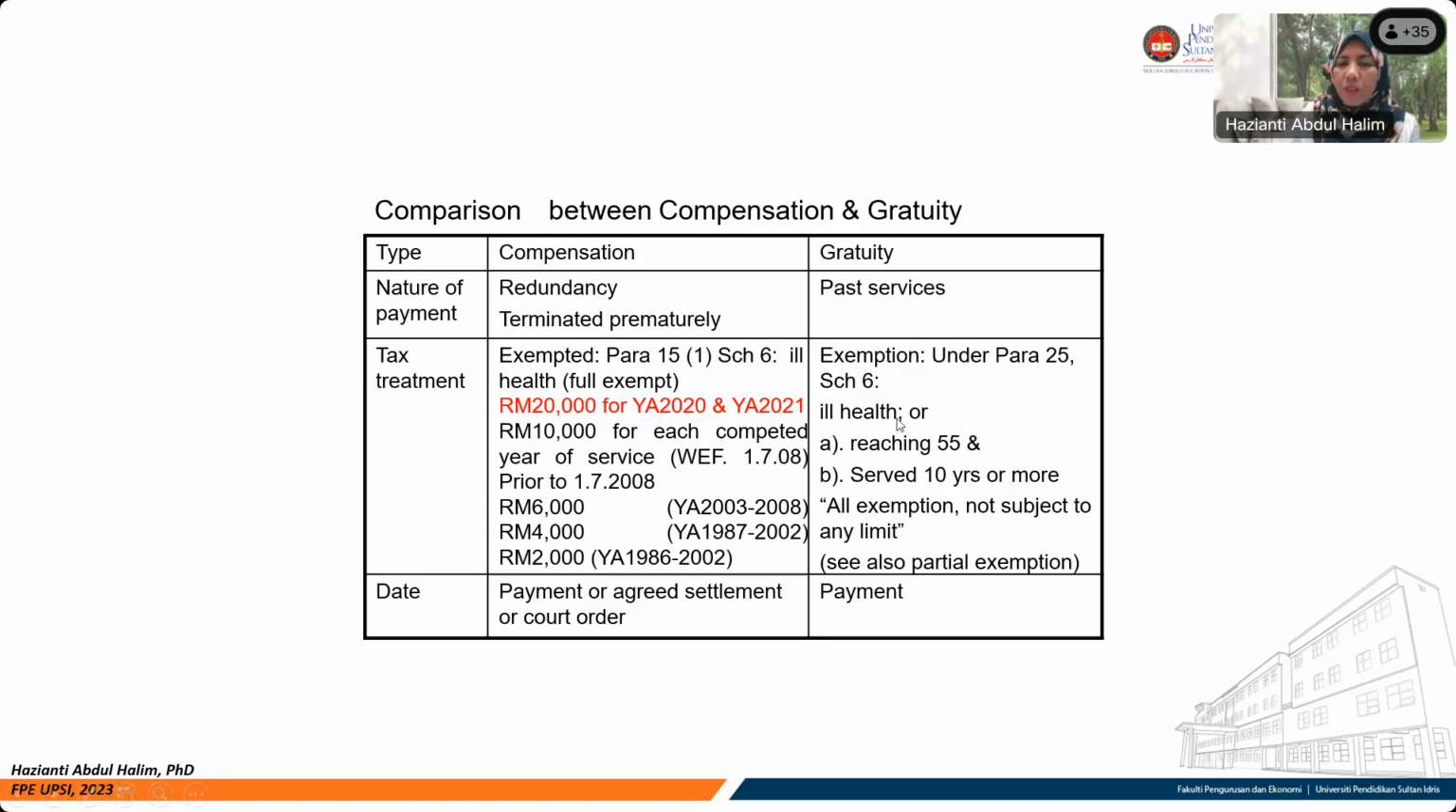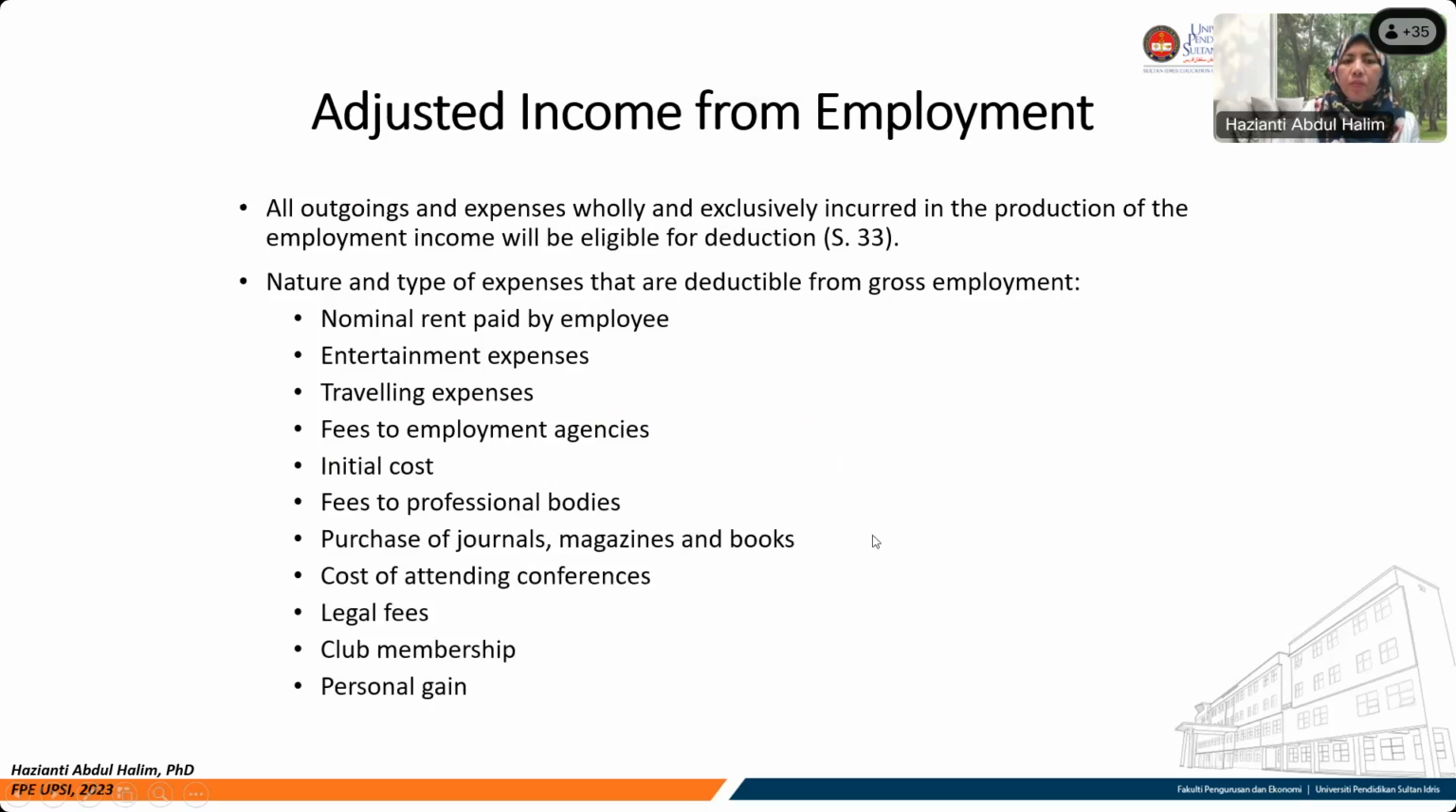So exemption for gratuity is for ill health, or reaching 55, or serving 10 years or more. So date of payment of compensation depends on payment or agreed settlement or court order. So gratuity ni dia dapat payment lepas dia pada masa dia retire lah. Alright, so we have all 5 different types of employment income.